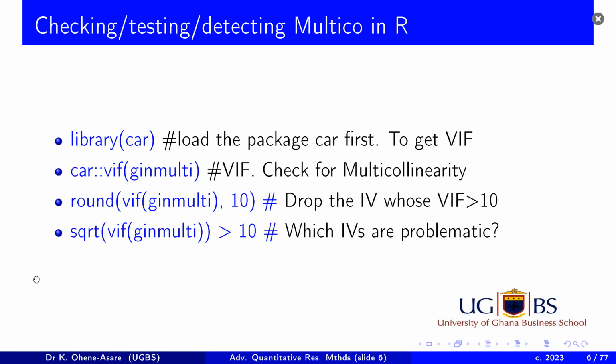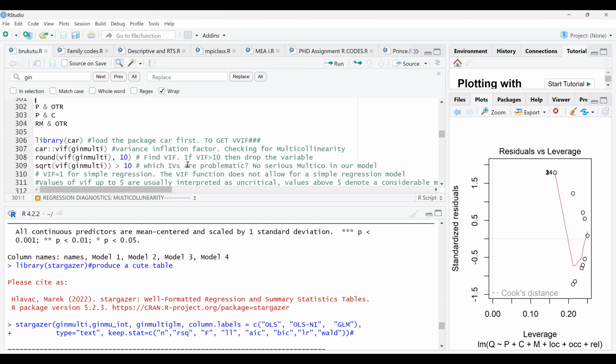Okay. So how do you check for multicollinearity? Let's go to the R. So we're going to check in R to see how we can handle multicollinearity. First, there's a package called car. By now, you should have it already there. So you load that package, and then that package is going to help you to bring out the VIF. We'll talk about the VIF very soon.